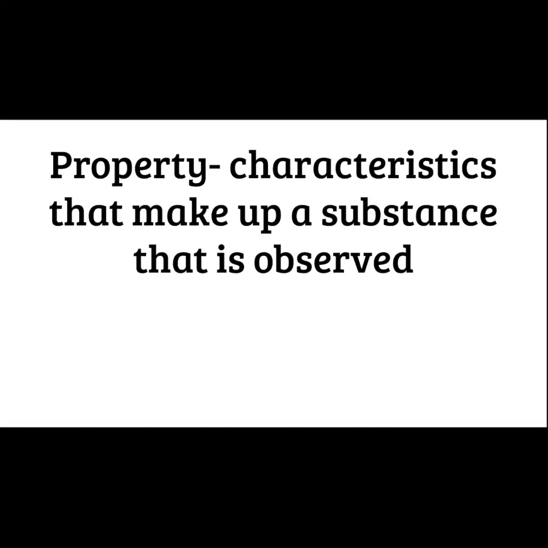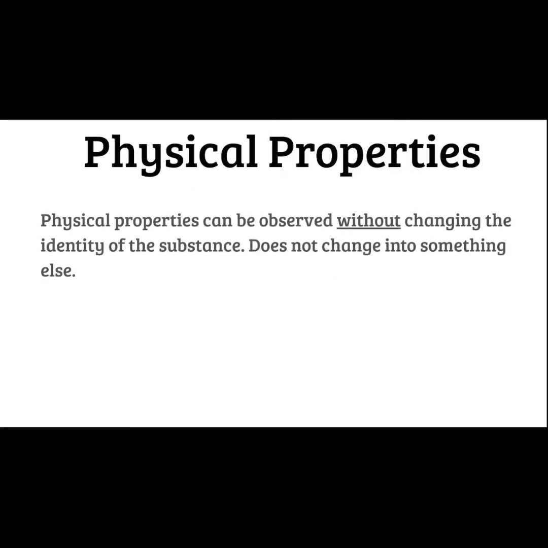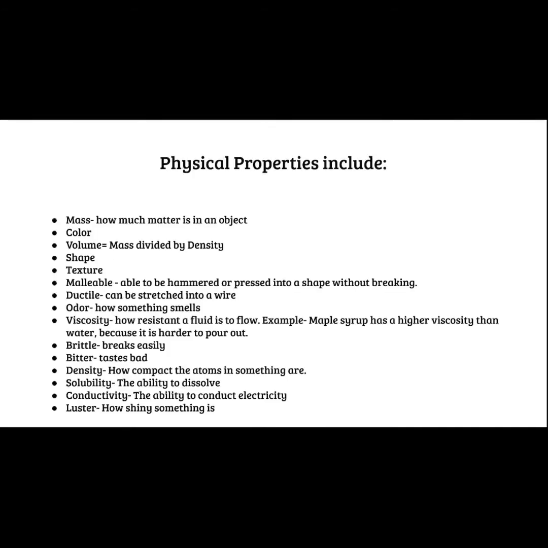So today we're talking about properties. A property is a characteristic that makes up a substance that you can observe, so you can see a property. We have physical properties, which is observed without changing the identity of the substance. So the substance does not change into something else. It's just a property that can be observed. Here's some examples of that.